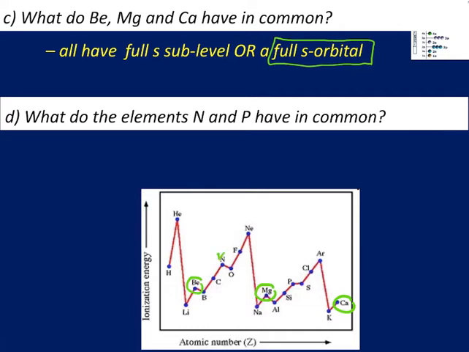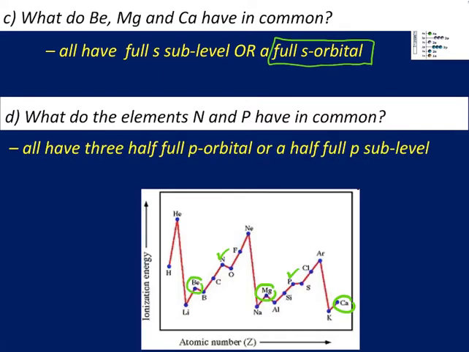We then look at N and P, and what do they have in common? Well, they all have either 3 half-filled p orbitals, so again I like this one, or they have a half-full p sublevel. So you decide what you want, but you need to be able to describe what they have in common. So the half-full p orbital, and then we need to translate that into what it means for ionization energy and how easy or how difficult it would be to remove electrons from there.